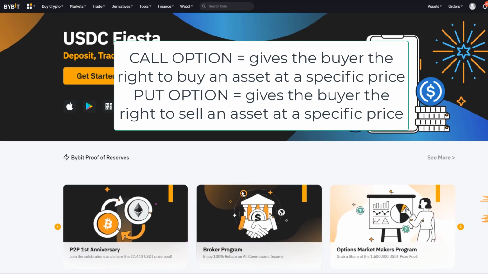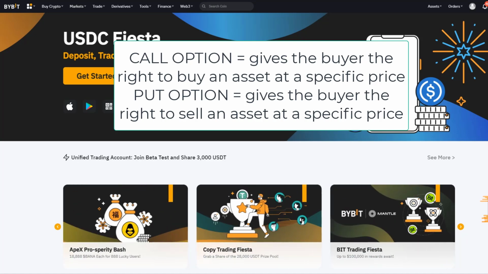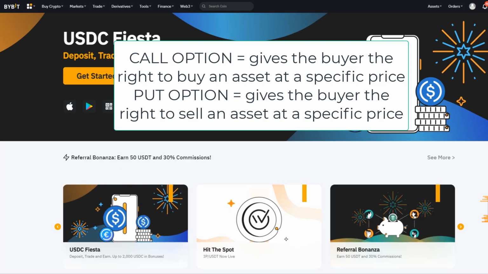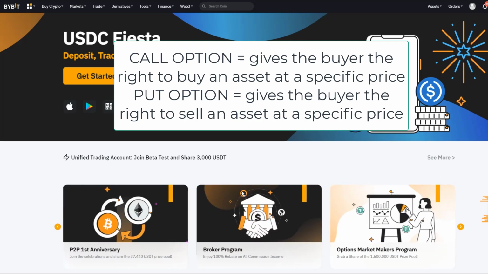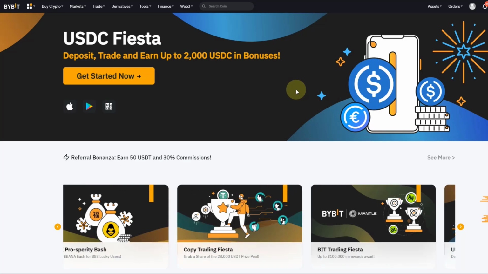So that's just the basics, so that you understand that you're trading contracts. Very important: unlike futures, which are also contracts, the holder of the options contract is not required to buy or sell the asset if the buyer of the contract decides against it.